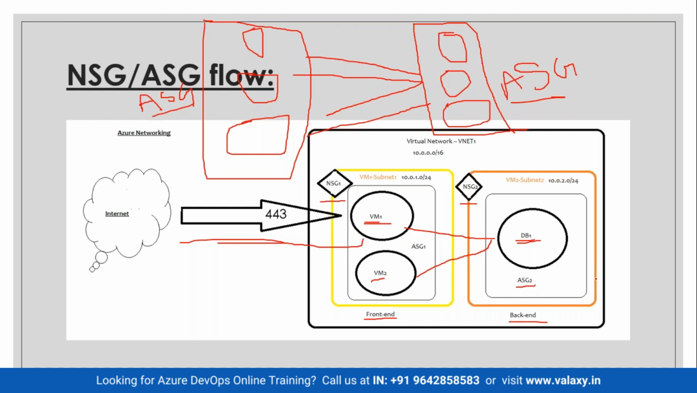Now many of you will ask, what is the need of ASG? This can be easily done with IPs also, correct? We can allow-list IPs so that the request should be accepted only from this IP, and only this particular IP should be able to connect to this VM. Why do we need ASG? This should be the question.